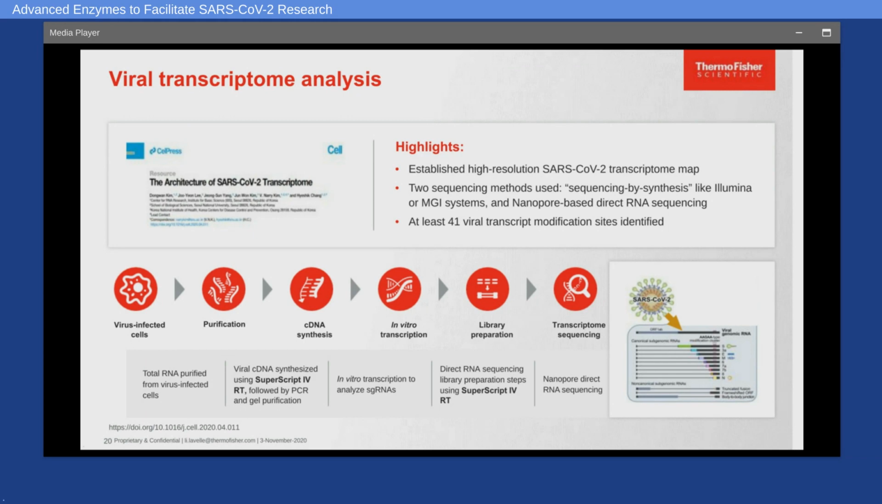What they found is that there are numerous discontinuous transcription events. At least 41 potential RNA modification sites were identified. SARS-CoV-2 also produces RNAs encoding unknown open reading frames. So this is a really nice study to map out the entire transcriptome.